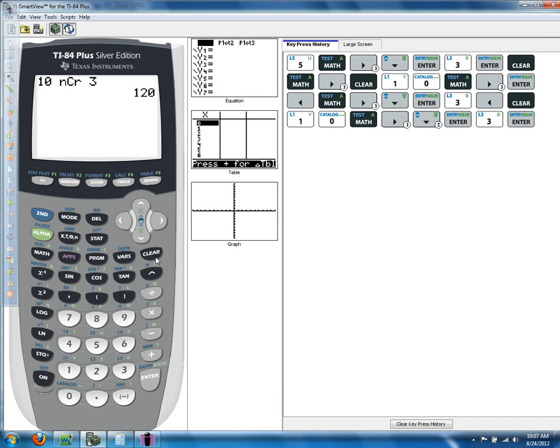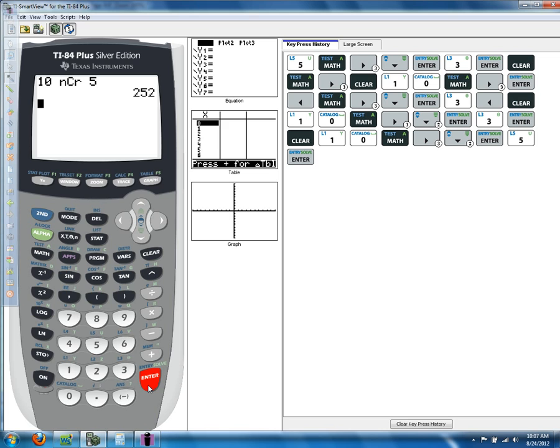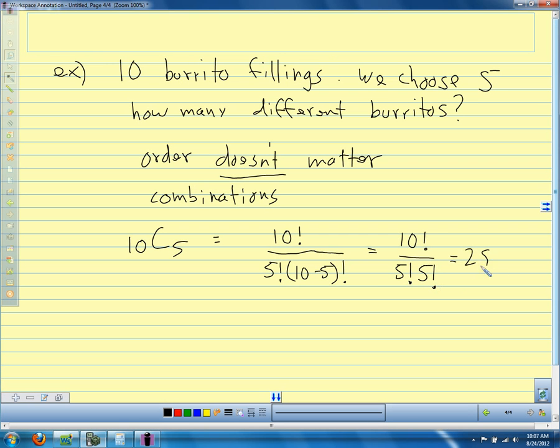So I'm going to do 10 choose 5. 10. Going to go to the probability. Go down to the choose. Go to 5. Hit enter. And we can order 252 different kinds of burritos if we choose 5 toppings out of 10, or 5 fillings. Double that.